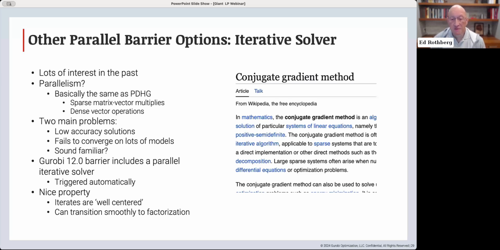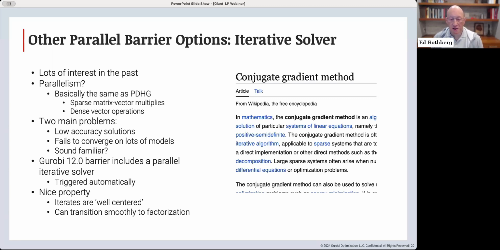So historically, when it comes to using an iterative solver in barrier, there have been two main problems. Problem number 1 is the solutions you get just aren't as accurate as the solutions you get with the direct solver. And problem number 2 is on a lot of models, the iterative solver just fails to converge. These are serious issues, but at the same time, these two problems probably sound familiar. These are exactly the problems that people cite when talking about PDHG. So there may be scope to go back and re-examine iterative solvers within barrier.